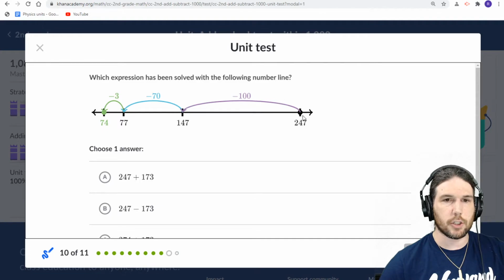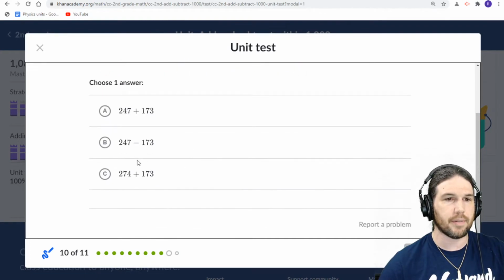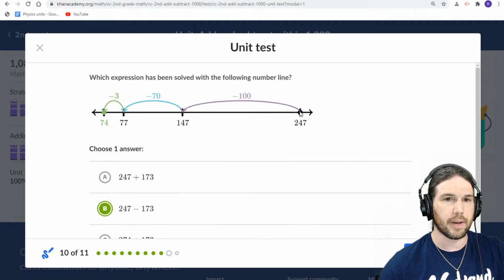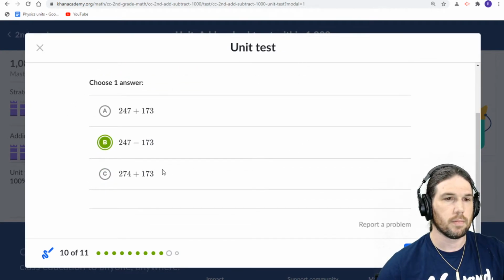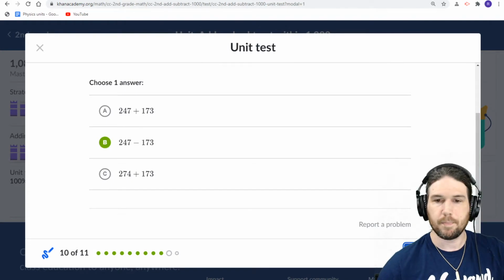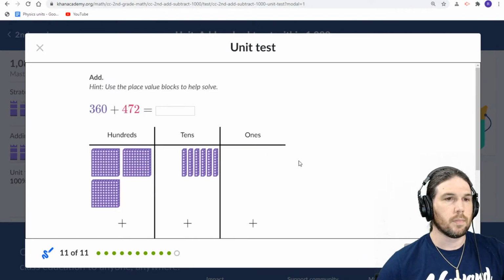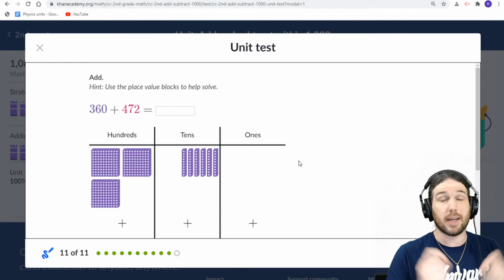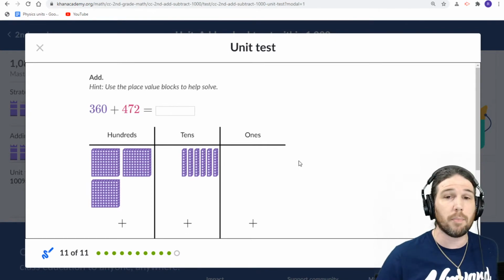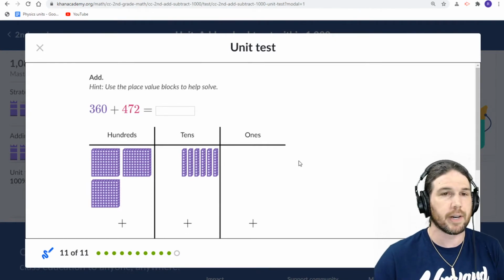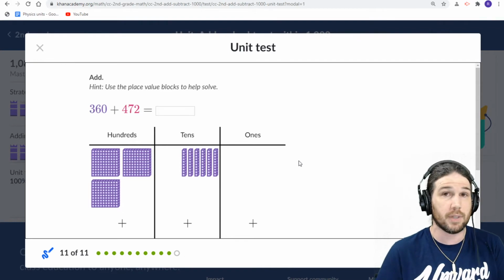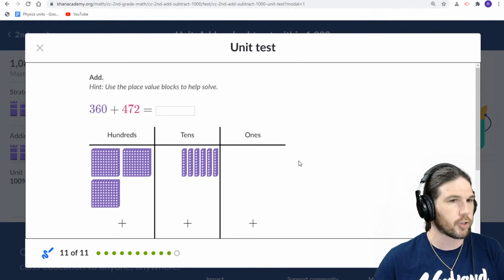Let's see, that's 247 minus 173. That's the only thing that it could possibly be, because we're going 1, 2, 3. Yeah. Always double checking my answers, just because, again, could always make that one mistake that'll mean I have to take the whole unit test over again. And I know that every Khan Academy student hates that. So we're gonna try to avoid that.